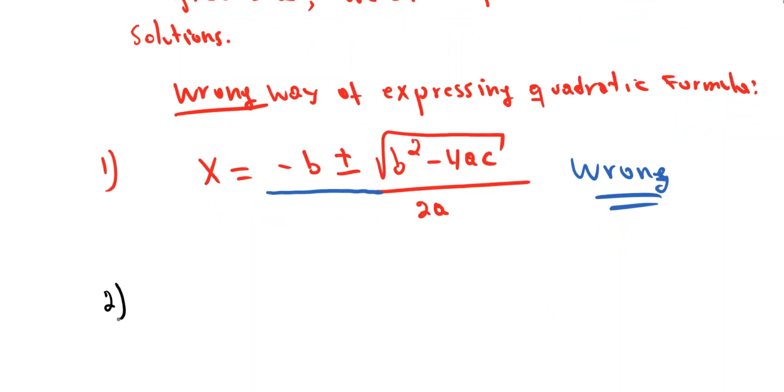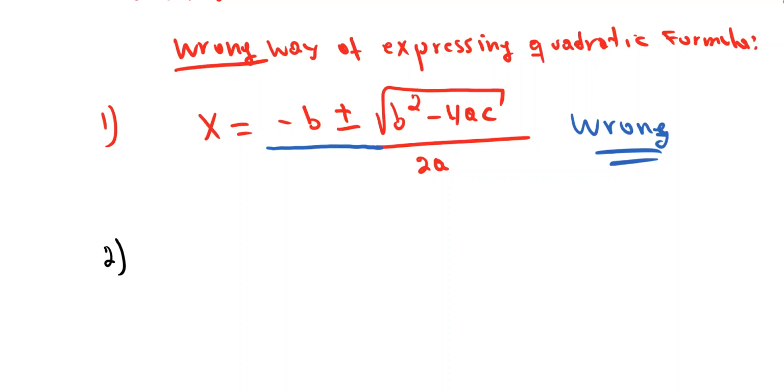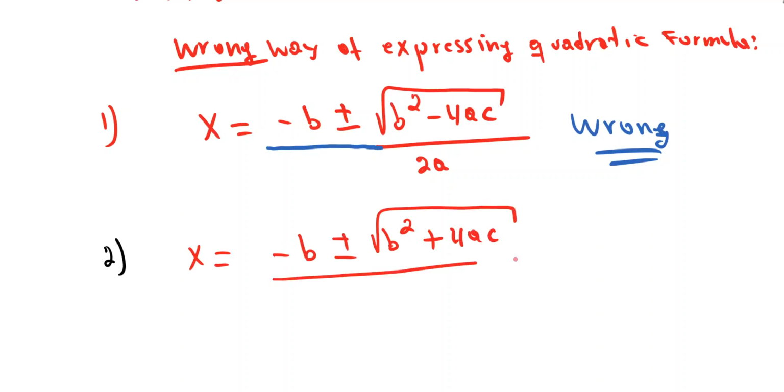Another mistake is that we see x equals negative b plus or minus square root of b squared plus 4ac, all divided by 2a. So the mistake is this: it comes from the plus. It's not plus, it's minus 4 times a times c, not plus.